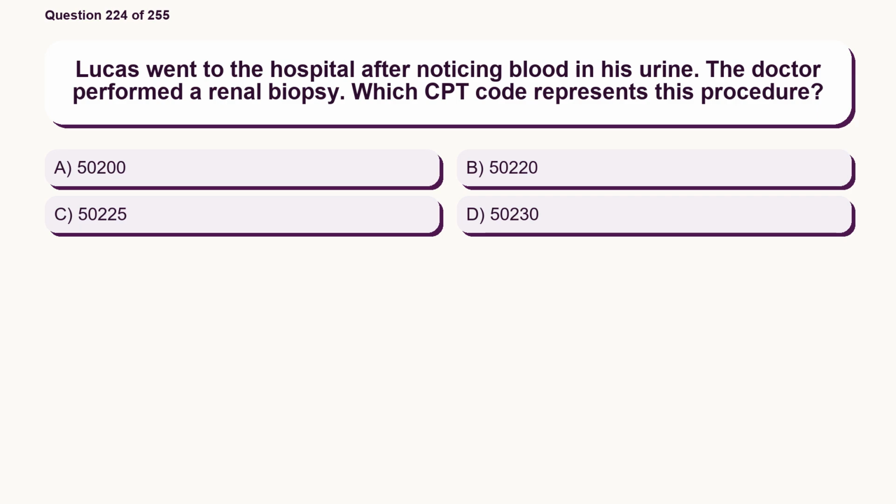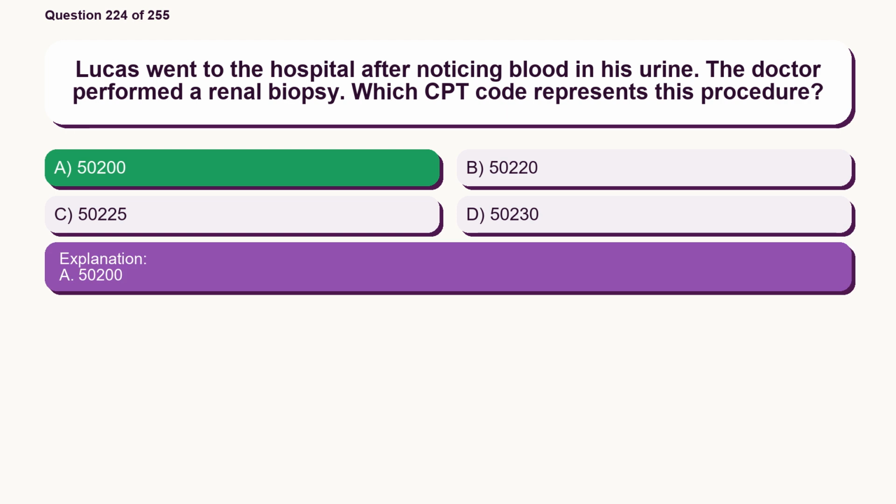The doctor performed a renal biopsy. Which CPT code represents this procedure? Option A, 50,200. Option B, 50,220. Option C, 50,225. Option D, 50,230. The correct answer is option A, 50,200.